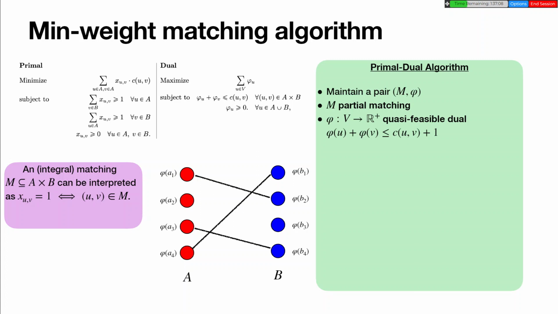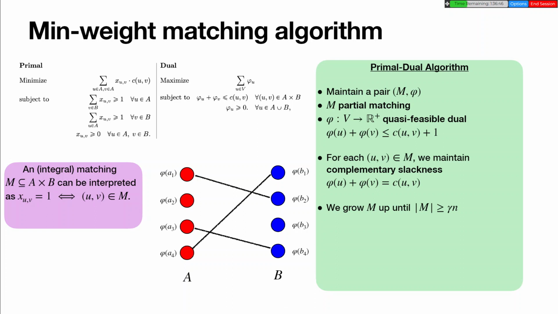So phi_u plus phi_v is at most the cost of the edge uv plus 1. And for each edge in the matching, we have complementary slackness. So basically, we have equality: phi_u plus phi_v is equal to the cost of that edge. We maintain all these invariants, and we grow M until the size of M is large enough to satisfy our matching with outliers constraint. And then we can analyze that it is in some sense correct.